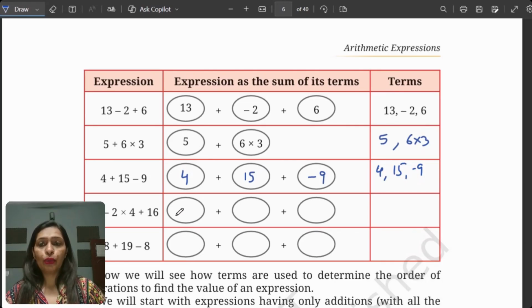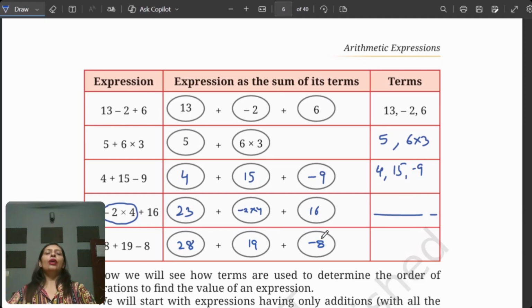Then the fourth one, it is going to be 23. And here we need to understand we have got a multiplication sign here. So this is going to be minus 2 multiplied by 4 and 16. And you can write the terms yourself. And lastly here, 28, 19 and minus 8. So this is how we can express our answers. We can write the terms and we need to work them out.